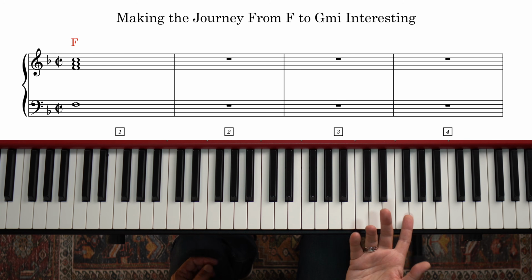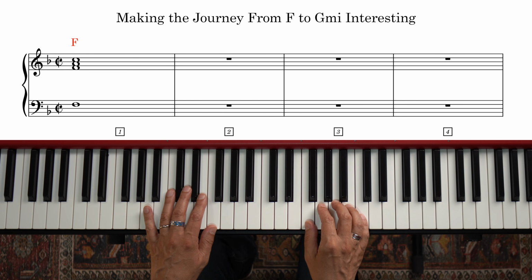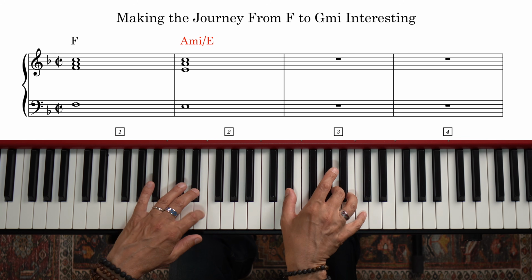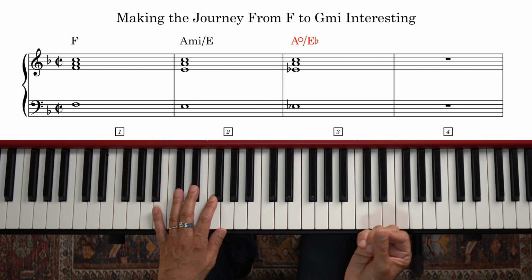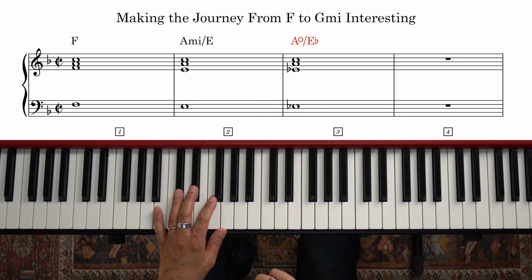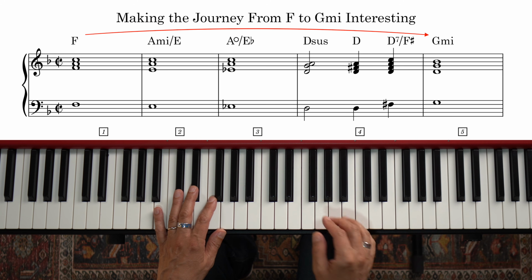So in the verse, that's what they're doing. They're starting with an F major chord, and then they move the root down chromatically. The chords created by this are A minor over E and A diminished over E flat. And with that, they've turned what could just be 4 bars of F into this.